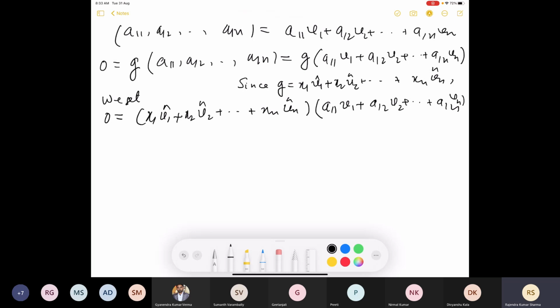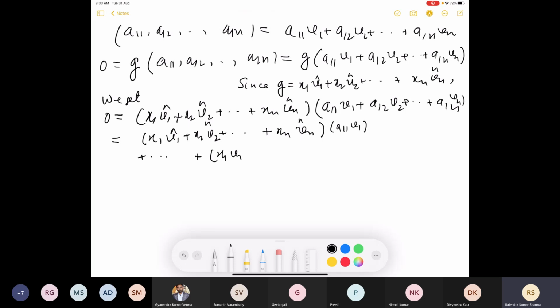So you get that this is the same as, for example, x1 v1 hat, x2 v2 hat, up to xn vn hat. This is a homomorphism, therefore it applies on a11 v1. So this is a11 v1 plus, and so on.